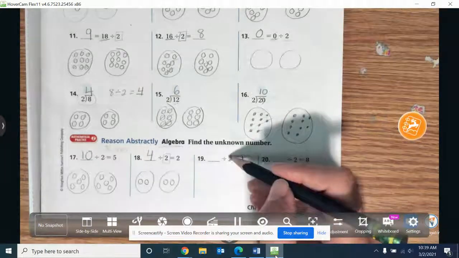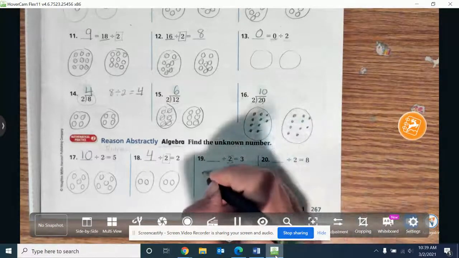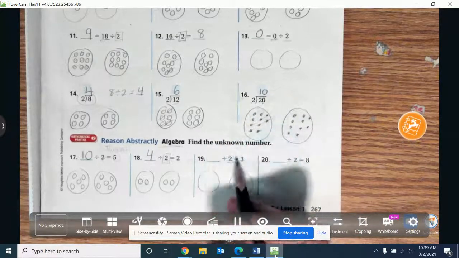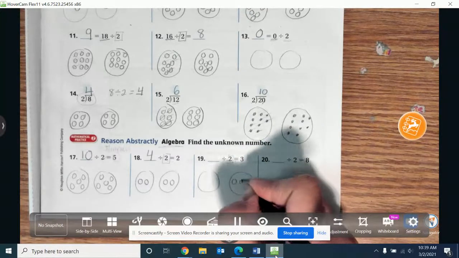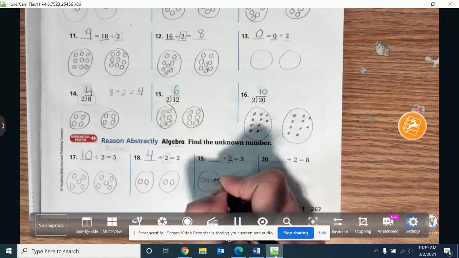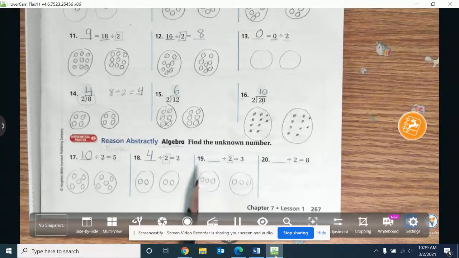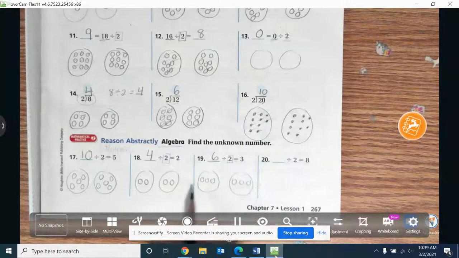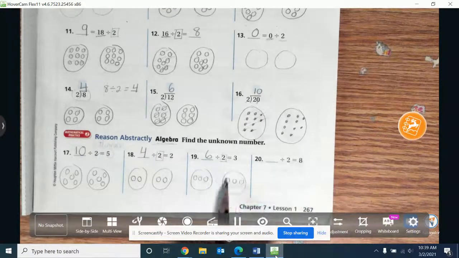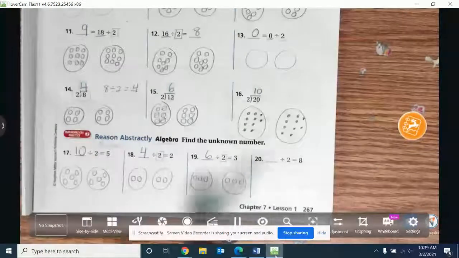As you guessed it, number of groups, 2 groups. This time it tells us that there are 3 counters in each group. 1, 2, 3. 1, 2, 3. If you know your doubles, 3 plus 3 equals 6. There you go. 6 counters divided into 2 groups gives you 3 in each. I think this one's a little easier, right? Because it gives you the total number of counters you're putting in the groups, working backwards.